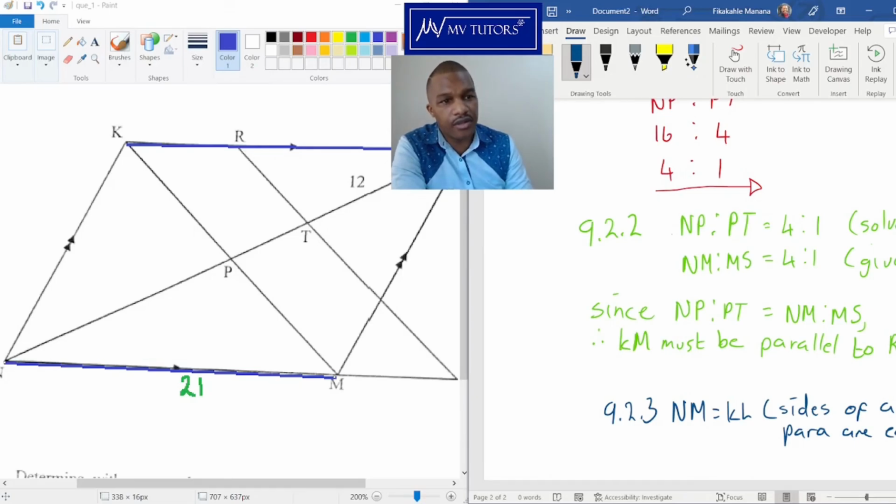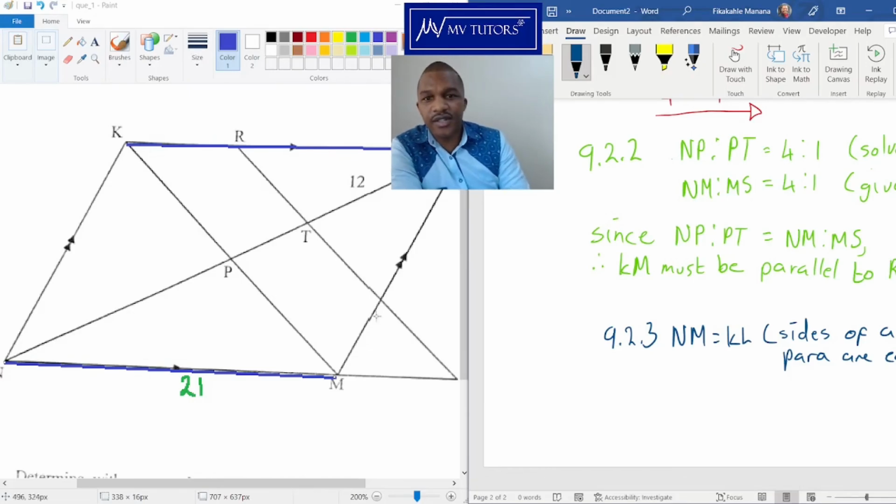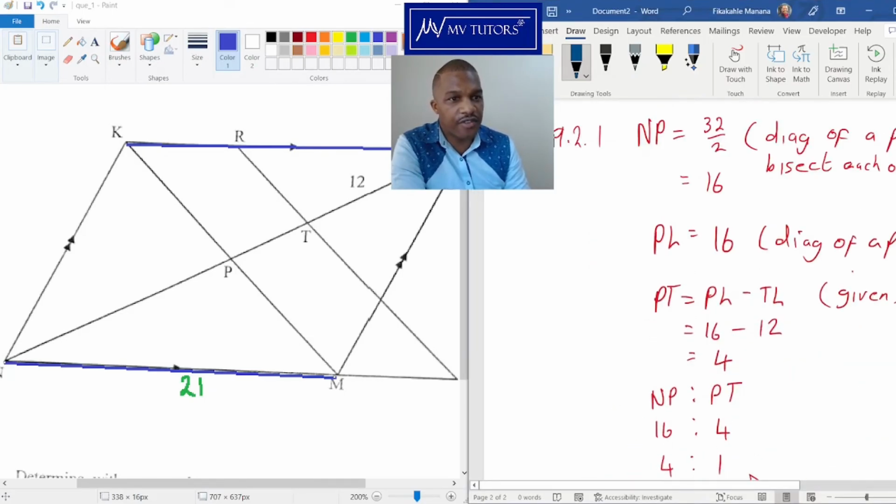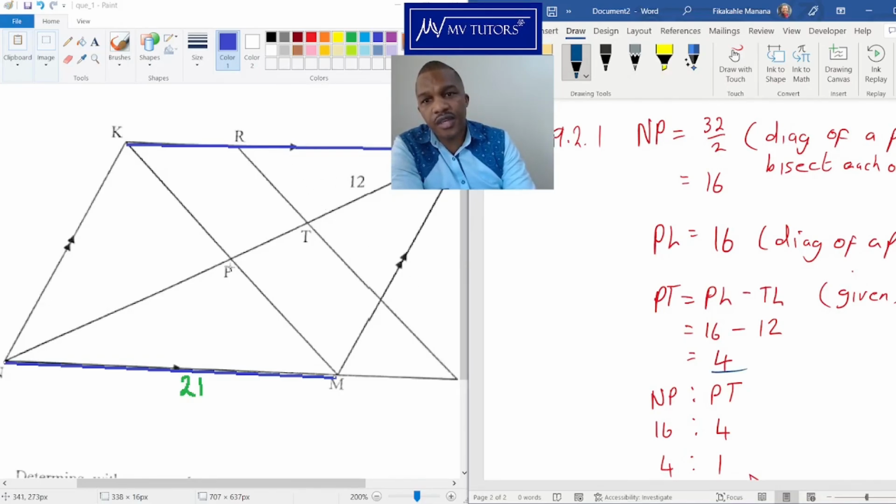Cool. Just gonna put it in short like that. And then furthermore, what we can say is, remember this side we solved PT to be the actual value, not the simplest one. The actual value, we solved PT to be 4 right over there. So we're gonna say PT is 4.